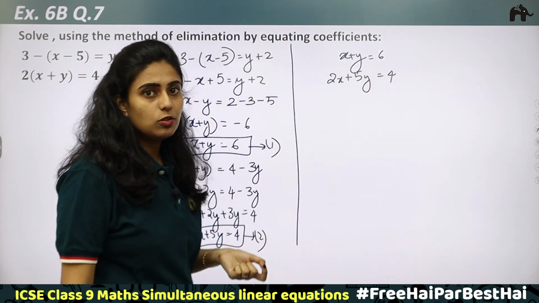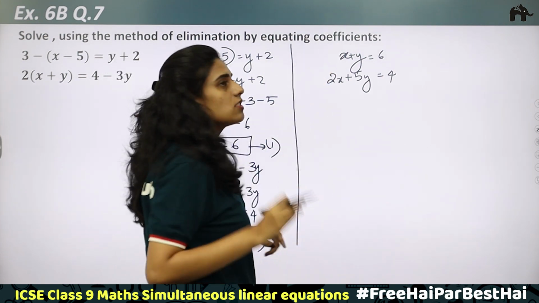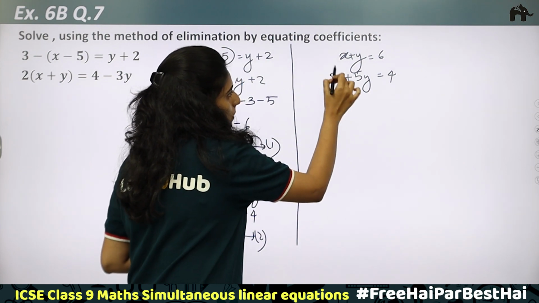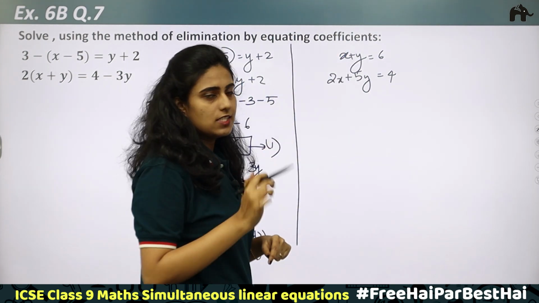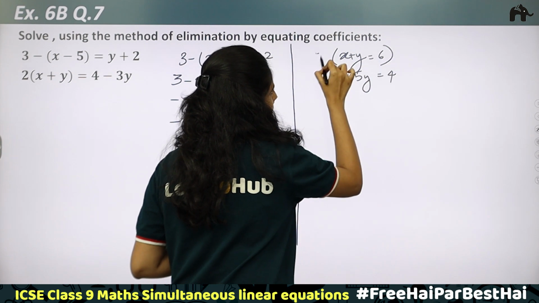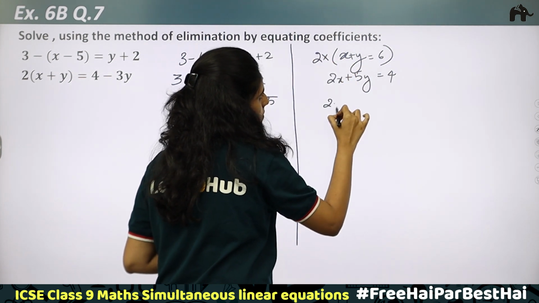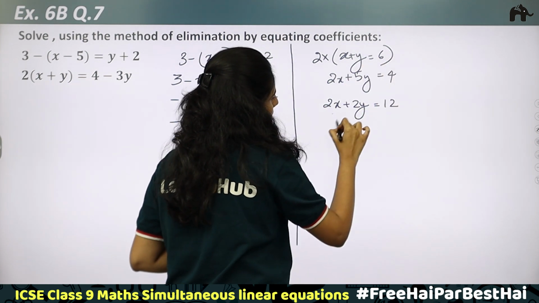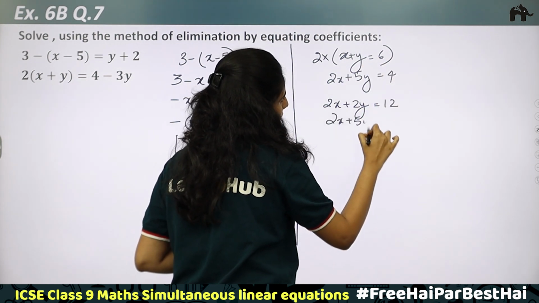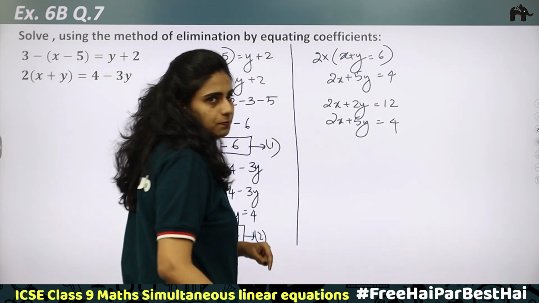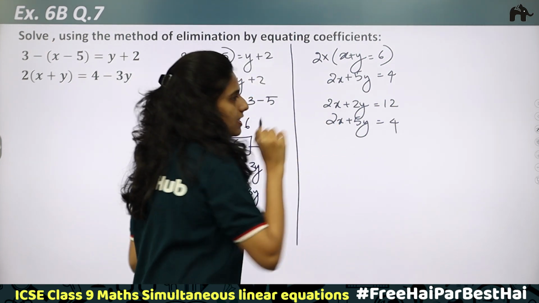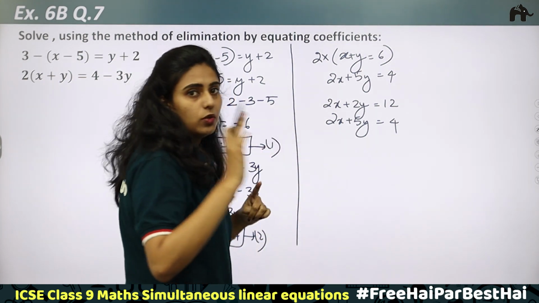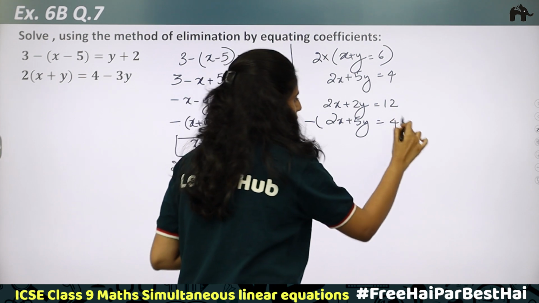The next step, we have to make the coefficient of either x or y the same in the first and second equation. So, here we have 2x. To make the coefficient of x 2 in the first equation, we are going to multiply throughout with 2. So, the equation becomes 2x plus 2y is equal to 2 into 6, 12. Second equation is 2x plus 5y is equal to 4. Now, you can see the sign is the same. This is positive 2x, this is positive 2x. So, in that case, we are going to subtract the second equation from the first equation.